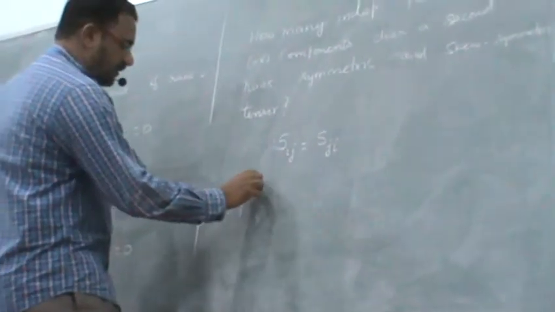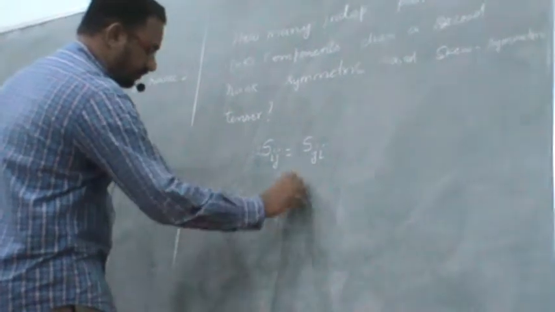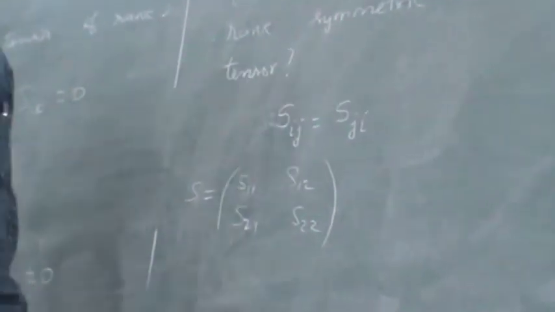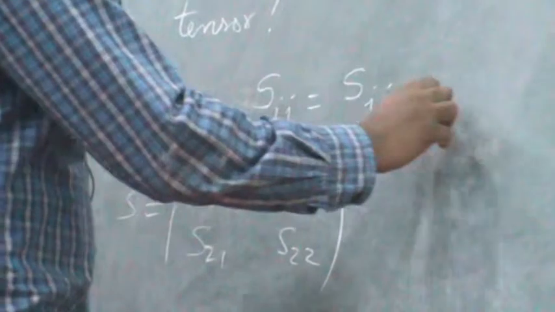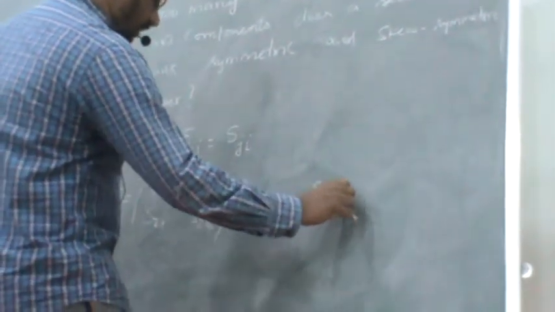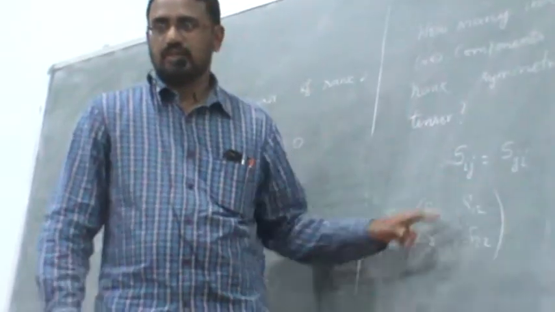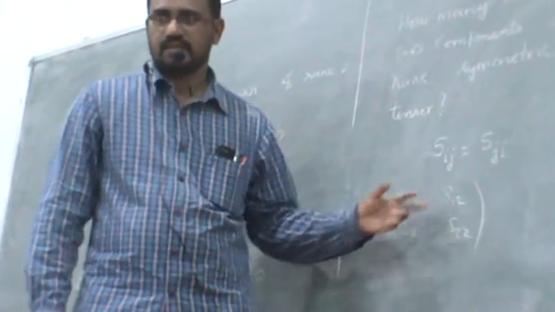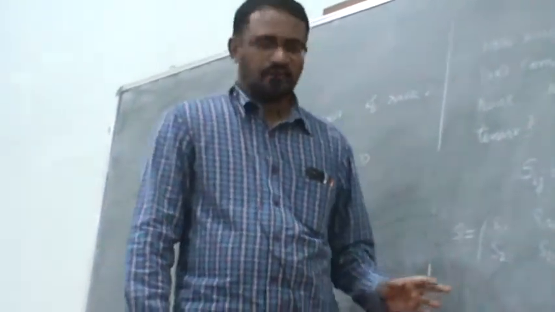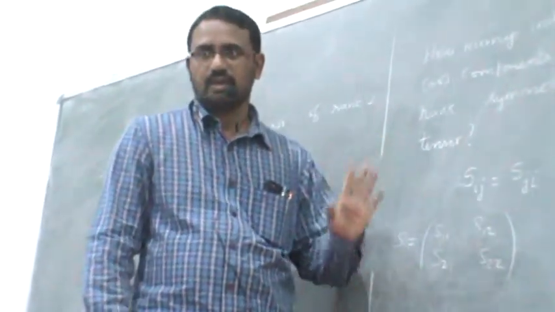Matrix. What is S? S11, S12, S21, S22. If it is a symmetric matrix, then S12 is equal to S21. Correct? That means these two off-diagonal entries, that is S12 and S21, are not different. So how many independent? S11, S22 and S12.